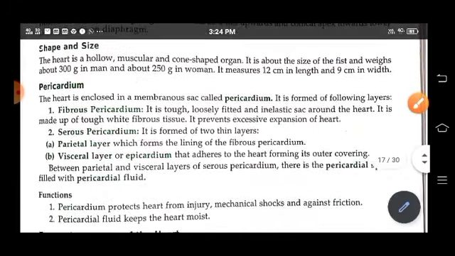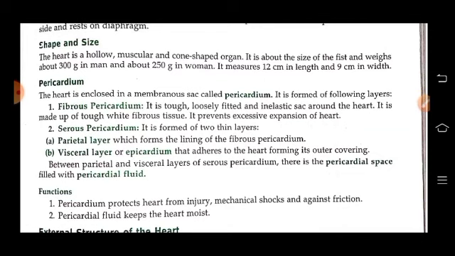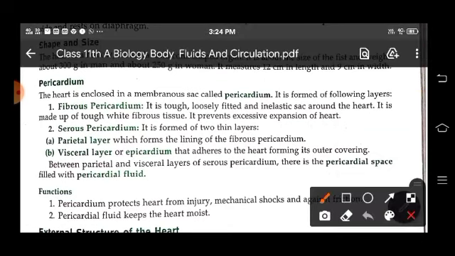Now, the heart is enclosed in a membranous covering which is known as pericardium, and it is formed of two layers, fibrous pericardium and serous pericardium. Fibrous pericardium is a tough, loosely fitted and inelastic sac which is present around the heart. It is made of white fibrous tissues and it prevents excessive expansion of the heart. Whereas serous pericardium is of two thin layers, parietal layer and visceral layer.